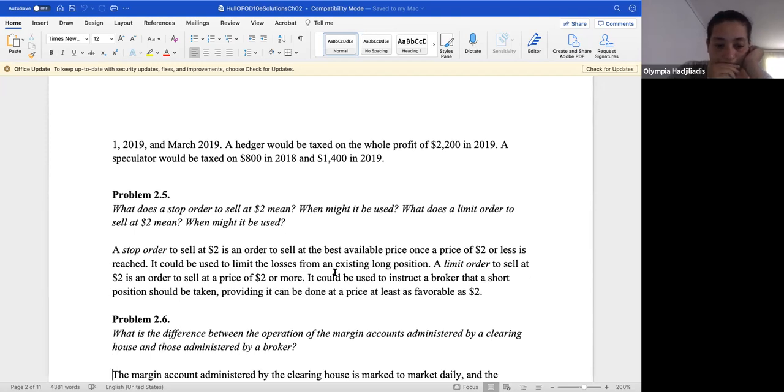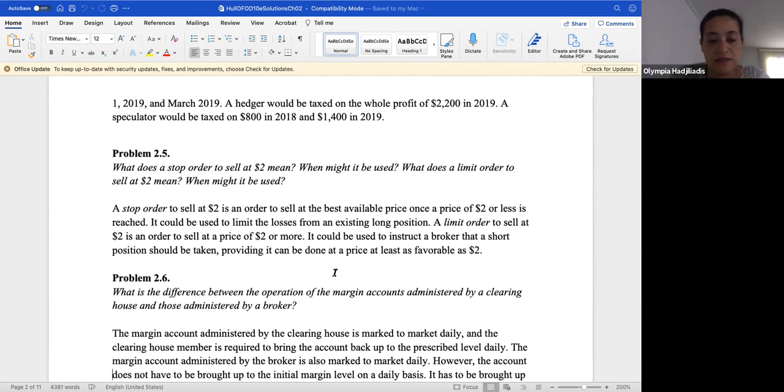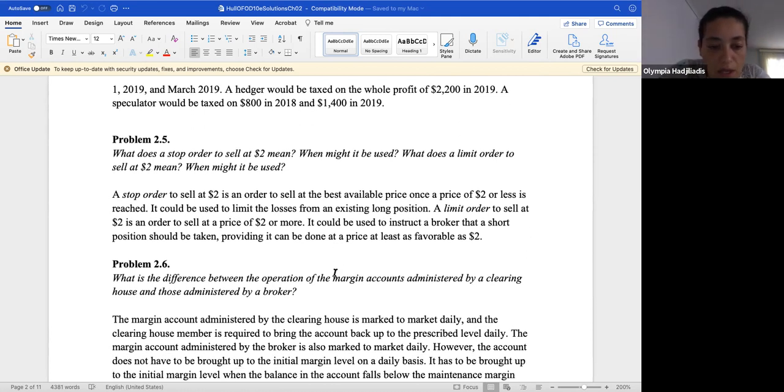So, problem 2.6, what is the difference between the operation of the margin accounts administered by a clearinghouse and those administered by a broker? The margin account administered by the clearinghouse is marked to market daily, and the clearinghouse member is required to bring the account back up to the prescribed level daily.